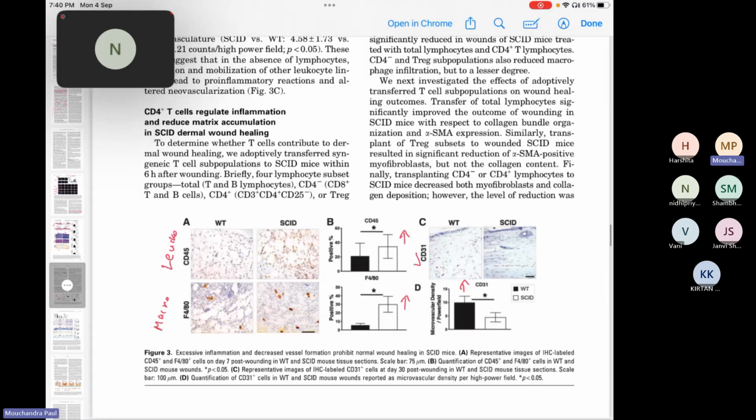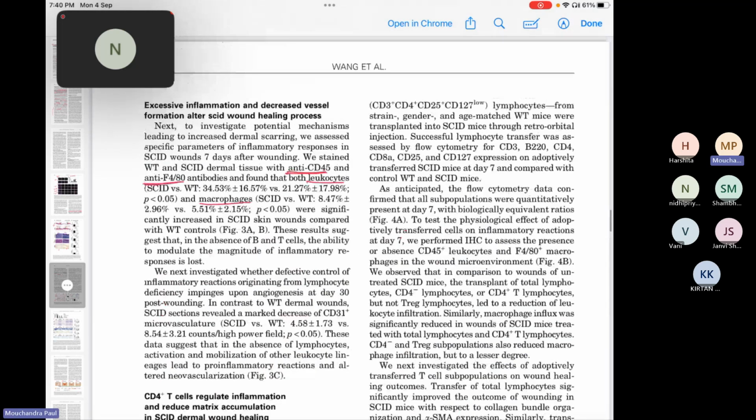These two results they saw at day 7, not day 30. So on day 0 they created the wound, and on the 7th day they studied the level of angiogenesis and the inflammatory cell populations.